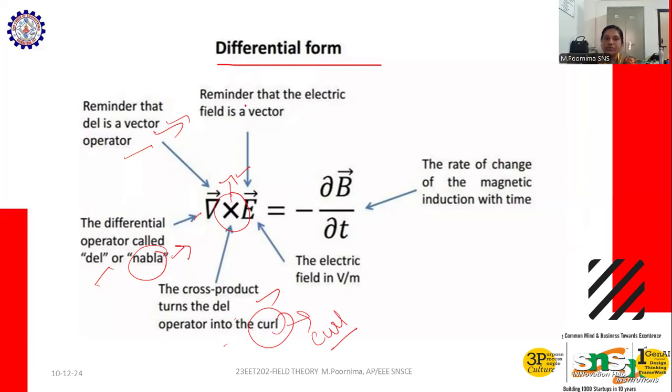The curl of the electric field in vector form. Here E represents the electric field in V/m, and on the right side is the rate of change of magnetic induction with respect to time. This is the differential form.